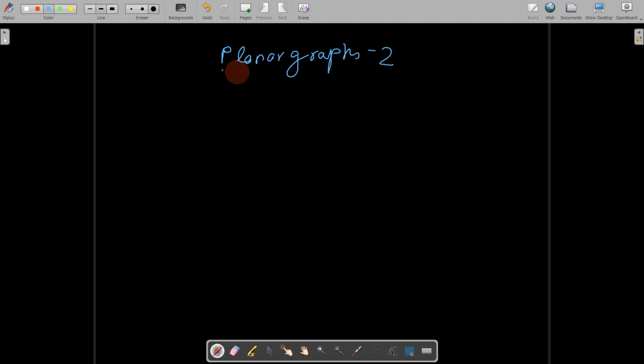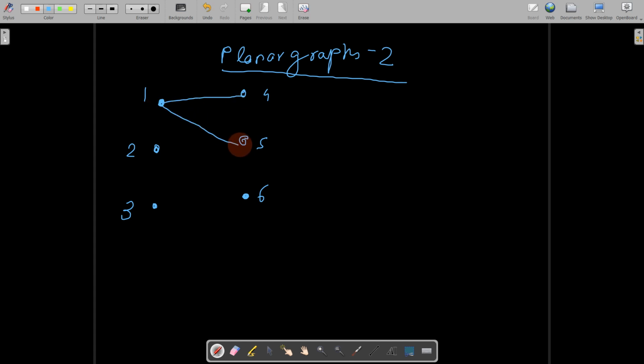Today we will discuss the proof of why the famous non-planar graphs K33 and K5 are non-planar. Let us see the K33 graph first. That was the three houses and three utilities problem. This is your K33. I will label the vertices 1, 2, 3, 4, 5, 6.